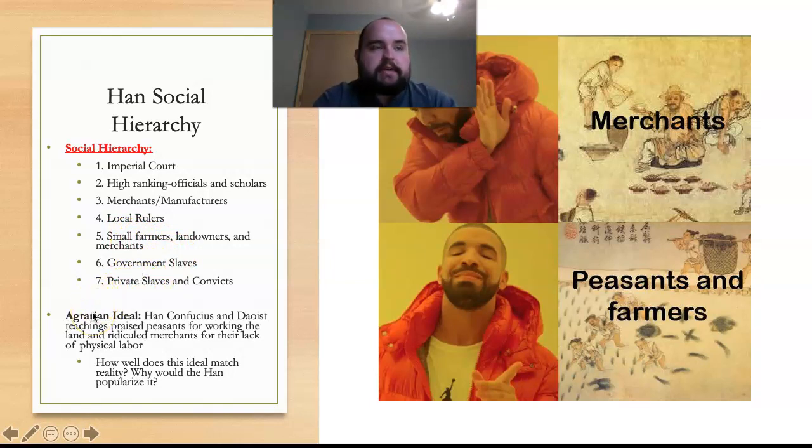However, the Han Dynasty was also very efficient in attempting to promote an agrarian ideal, which you can see here. In Confucius and Taoist teachings, they would specifically praise peasants and farmers for their agrarian work effort and for their pureness in working with the land, and criticize merchants who did not work with the land and did not use physical labor. What do you think the purpose is of promoting this agrarian ideal that clearly seems to go against reality?